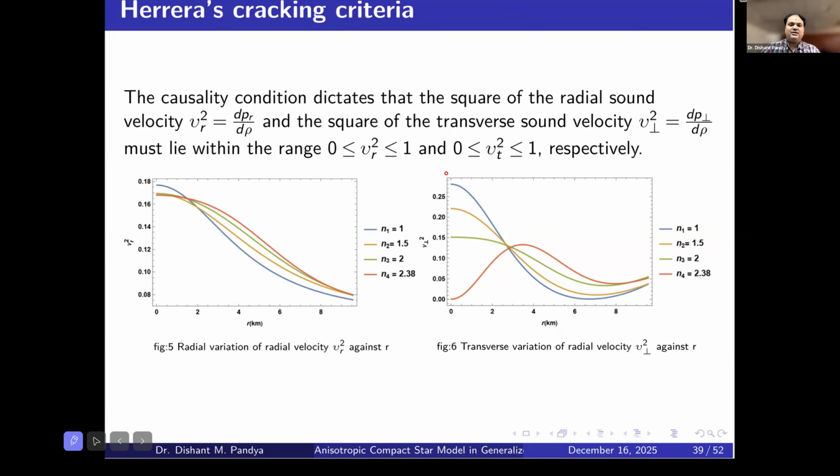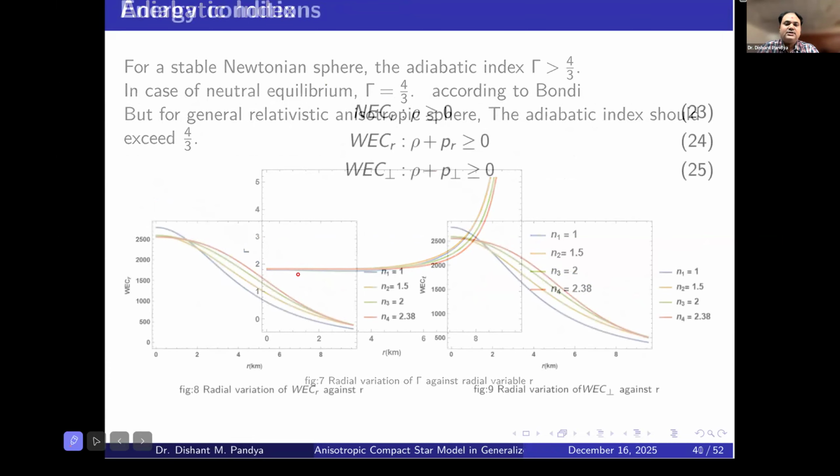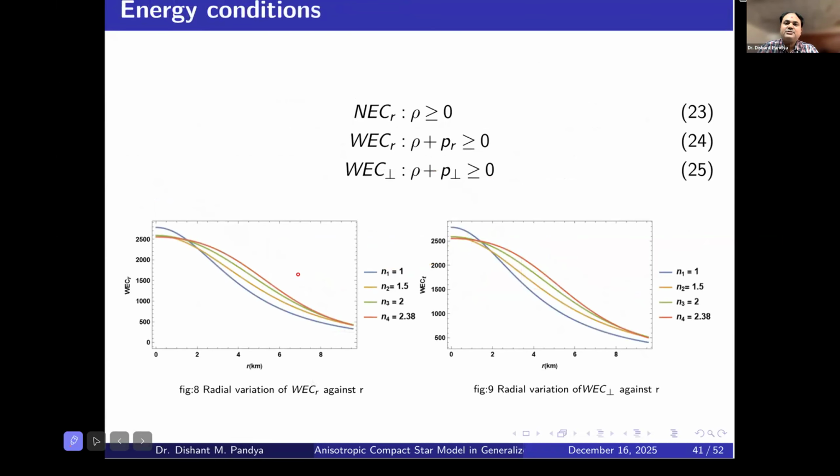That was the primary requirement, and we eventually obtained that. As I already told, the adiabatic index should be greater than 4/3. You can see in this figure that it is clearly greater than 4/3, near 2. And hence these conditions are also satisfied.